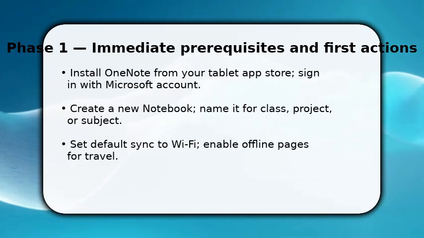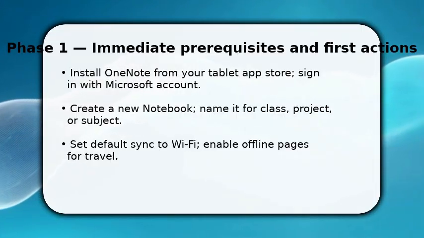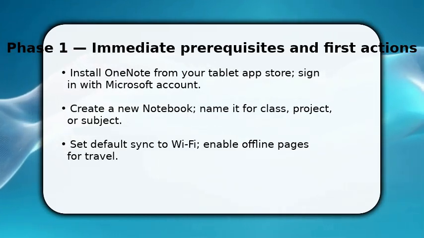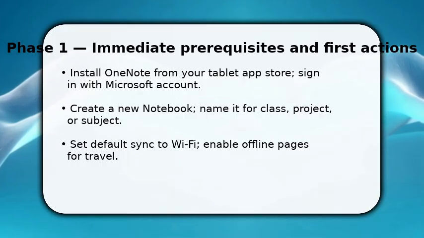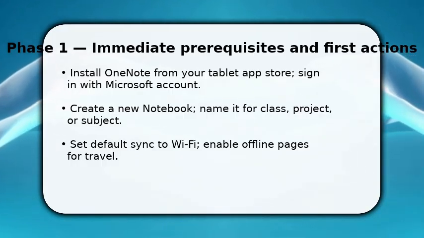Start with a titled page. Once done, adjust sync settings to Wi-Fi only if you want to save mobile data, and enable offline pages so notes remain available without signal. Make sure permissions allow microphone and pen input, because you'll use them in the next steps.